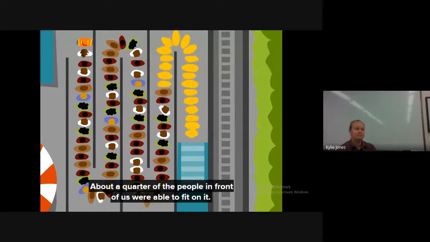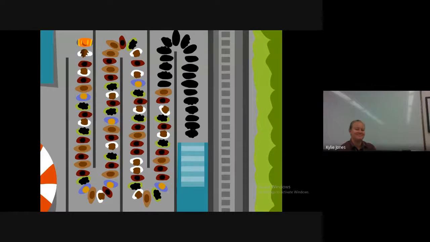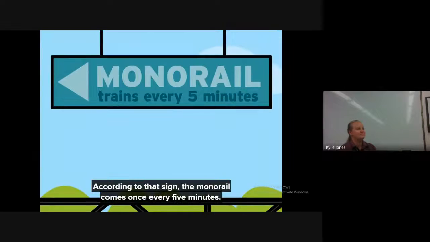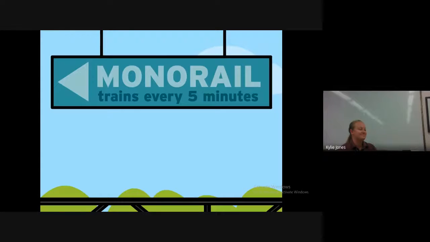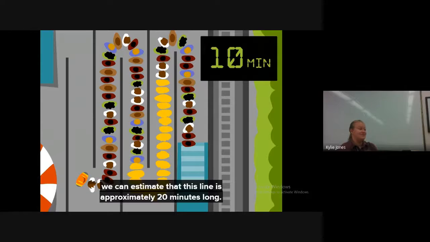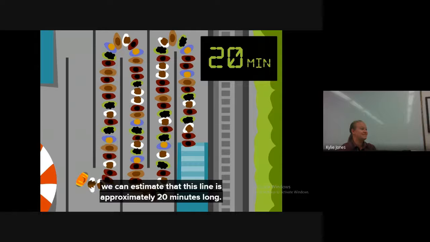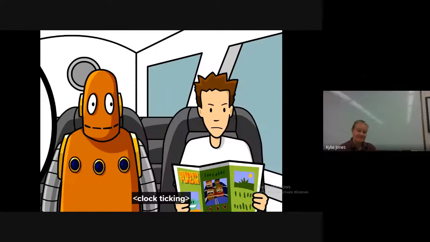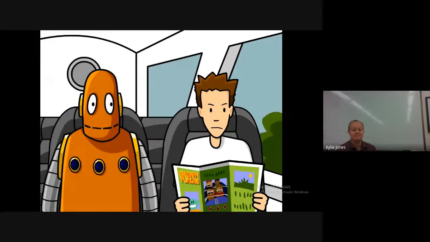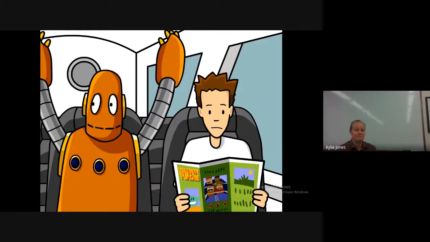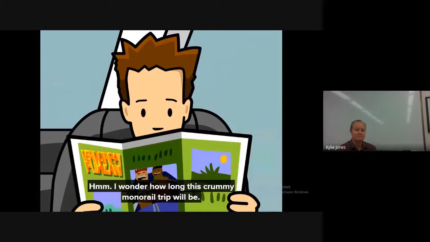About a quarter of the people in front of us were able to fit on it. Looks like about 20 people. According to that sign, the monorail comes once every 5 minutes. So if 20 people get on the train every 5 minutes, we can estimate that this line is approximately 20 minutes long. 20 minutes just to get on this stupid, boring monorail. Yeah. Ooh. I wonder how long this crummy monorail trip will be.